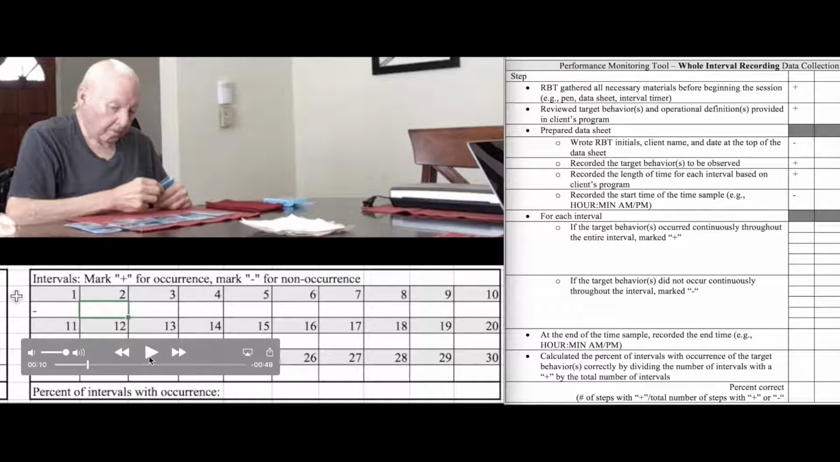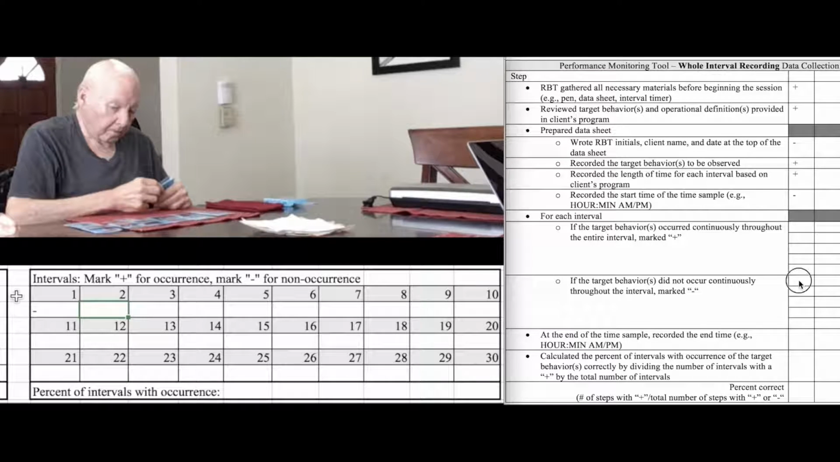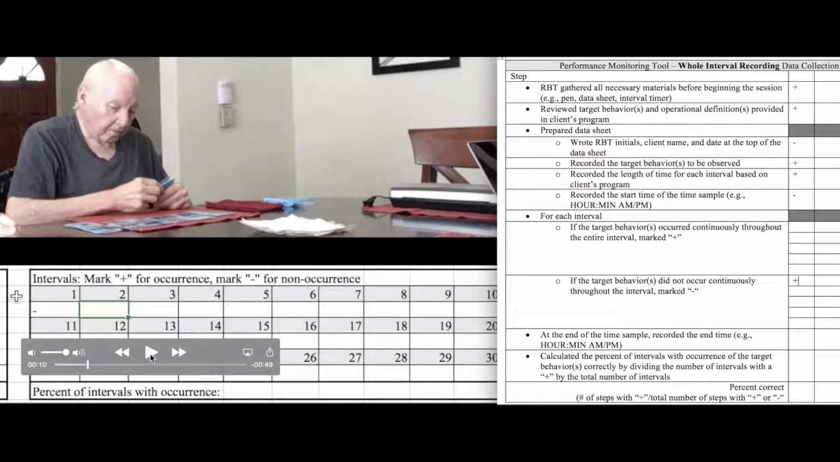Good. So at the end of the first 10 seconds, we can see that the client was not engaging in the behavior throughout the entire interval, so our RBT was correct by marking a minus on the data sheet. So over here on our PMT, we're going to give our RBT a plus for accurately marking the non-occurrence of the behavior. Let's keep going.